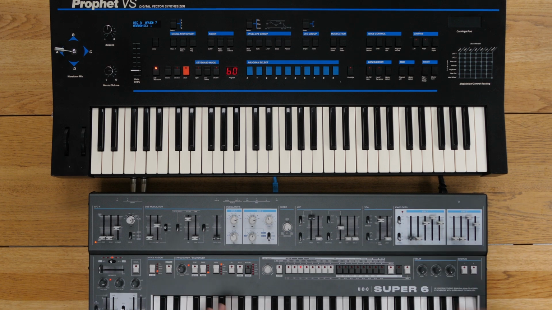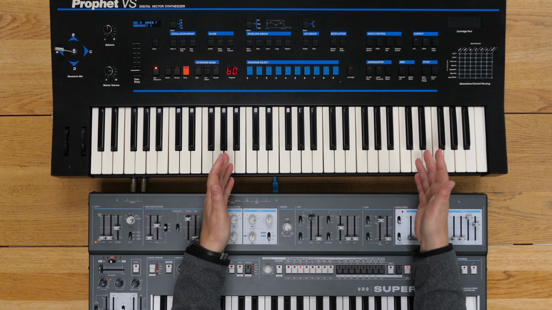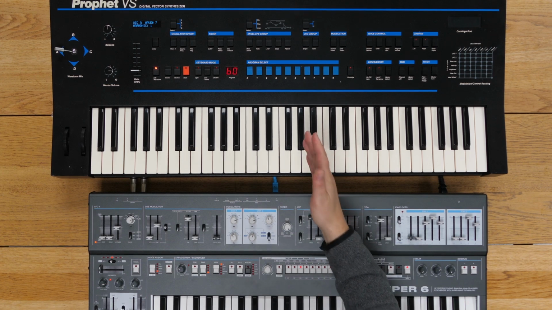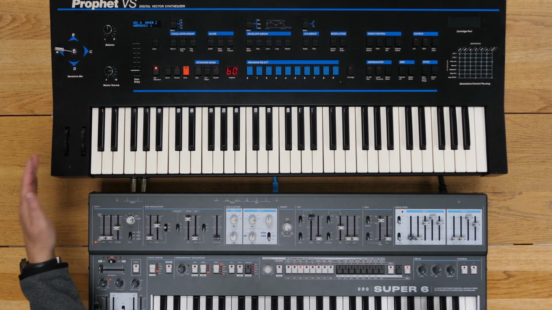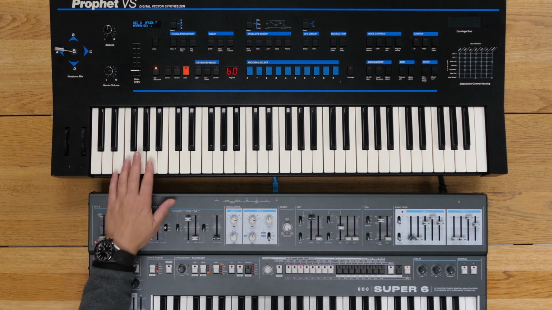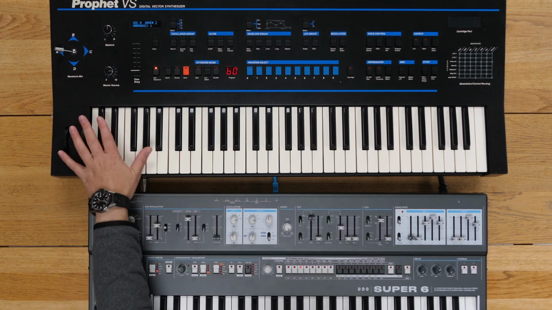As I say, the Super 6 needs 4,096 samples per wave. So what key on the keyboard is 4,096 samples? If I'm recording at 44.1 kilohertz, then that's 44,100 divided by 4,096, which gives us 10.766 hertz. So what key on the keyboard is 10.766 hertz? Well, we know A4, I think it is 440, so this is going to be 220, this is going to be 110. As we go down, we're going to get 55, then we're going to get 27.5, so it's going to be below an A down here, miles away from the bottom of the keyboard.